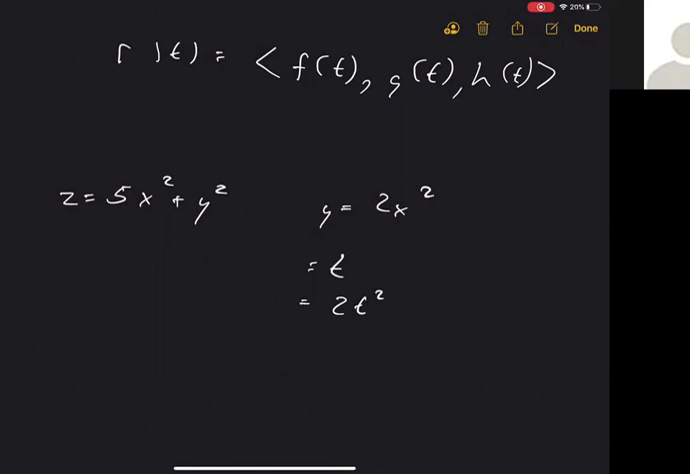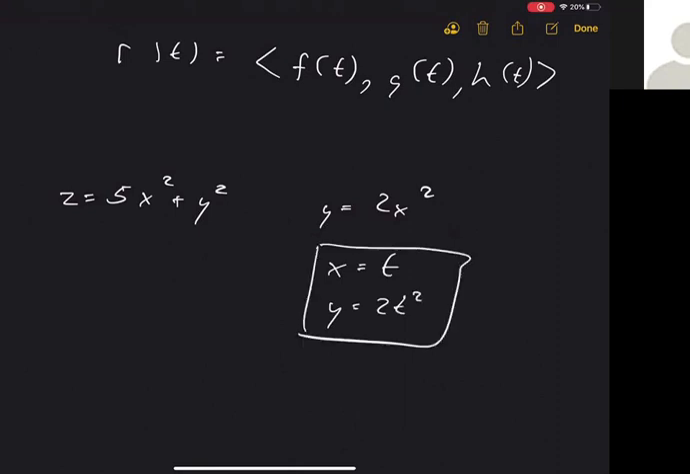If I had done it the other way, it'd be a bit uglier. If I'd said y equals t, then x would be equal to the square root of t over 2, and that only works if t is positive, etc. So I want to do it this way. Now I know x and y in terms of t, and this equation over here tells me z in terms of x and y.